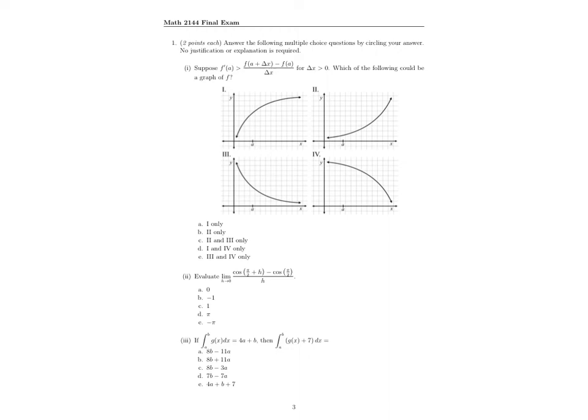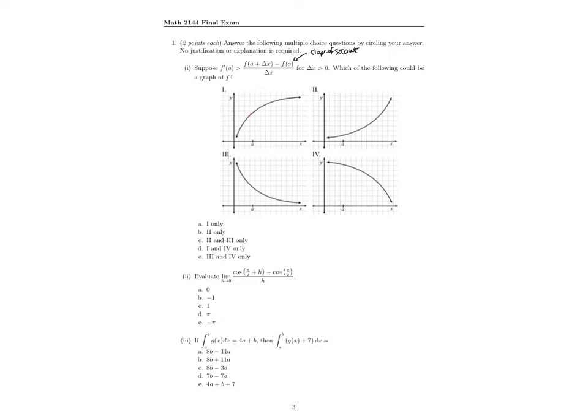So for part number 1, it says suppose that f prime is greater than, and this is like an average, this is like a slope of a secant line from A. So what this is saying is that the slope of the tangent is greater than the slope of the secant. Which of the following could be the graph?